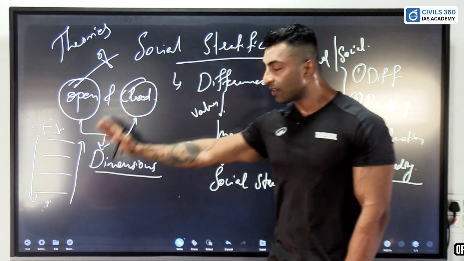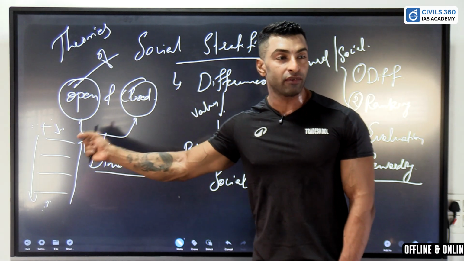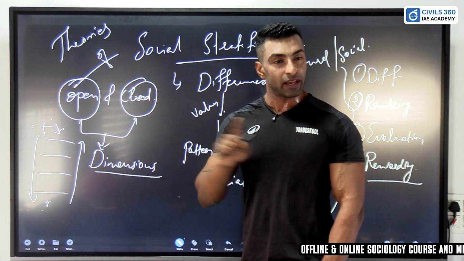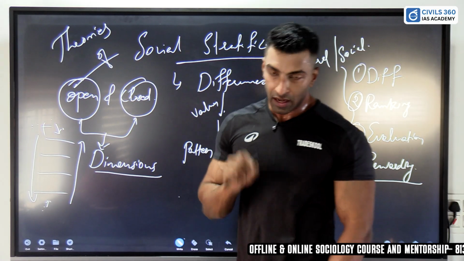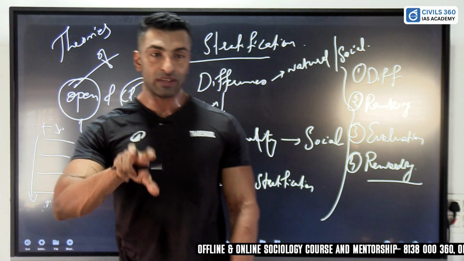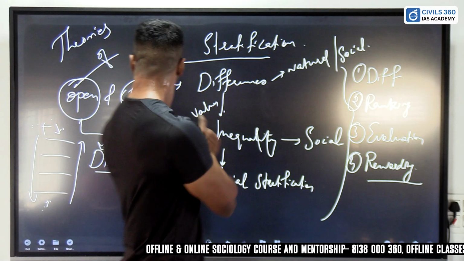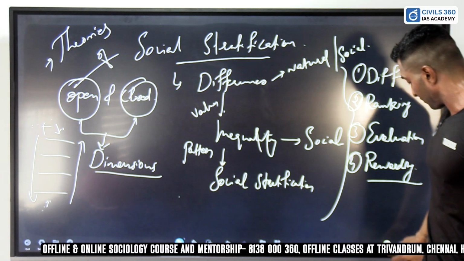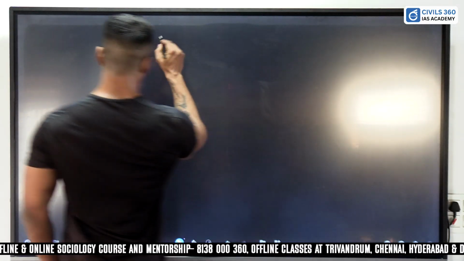So that dimension I will discuss separately, and then we need to explain which one is open, which one is closed. One by one we need to explain. I'll make you write that. But now, since we are fresh, we are starting, I'll start with this. Okay? Theories of social stratification.